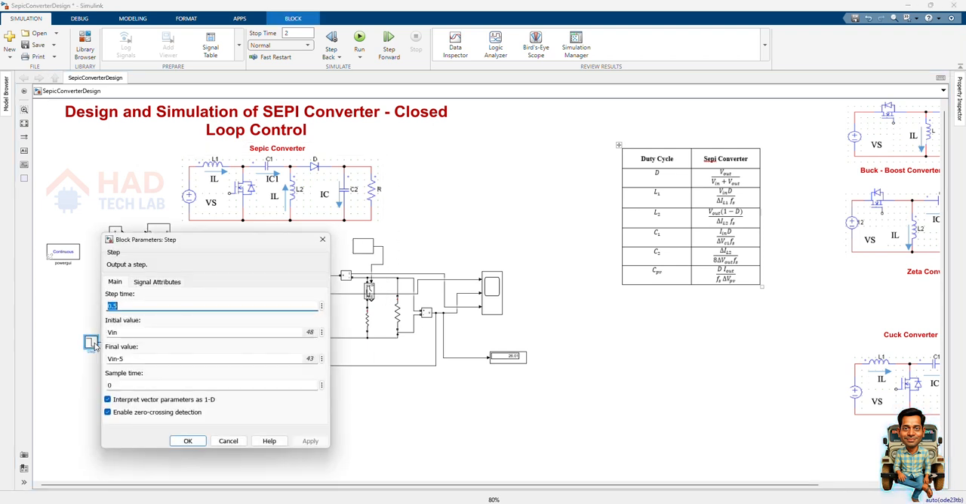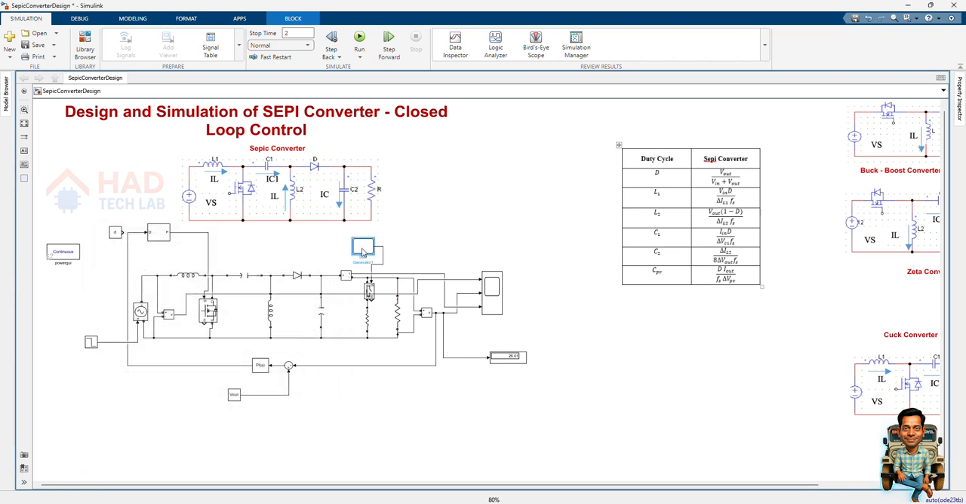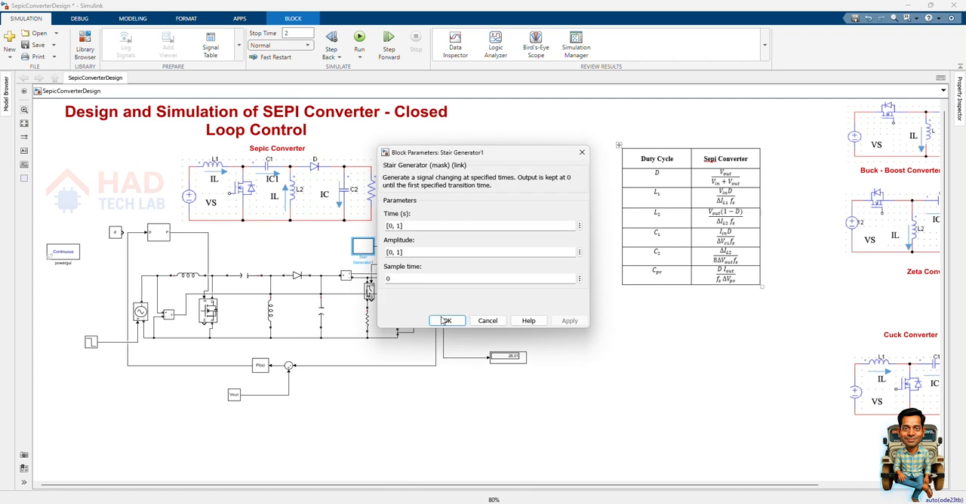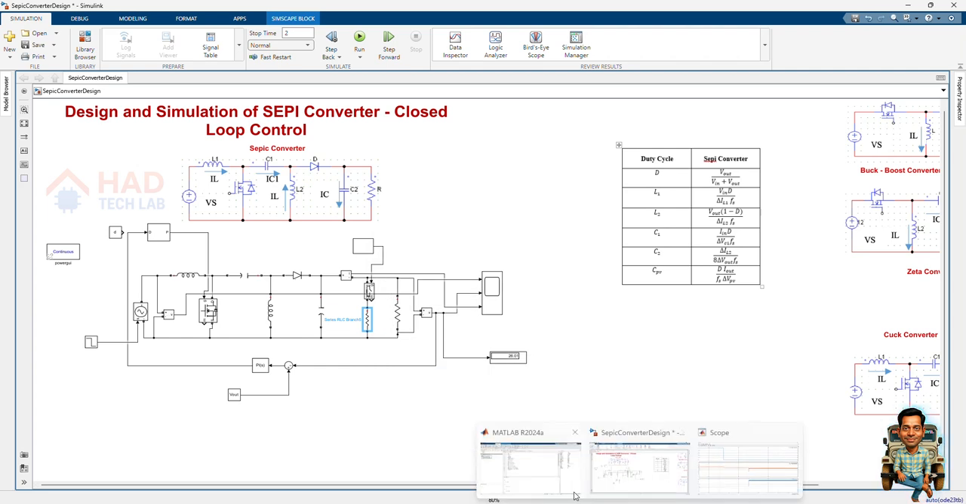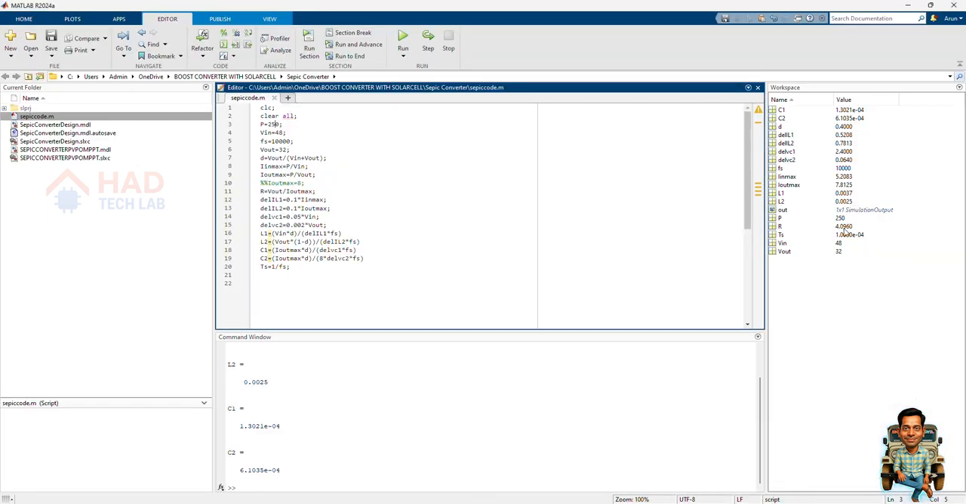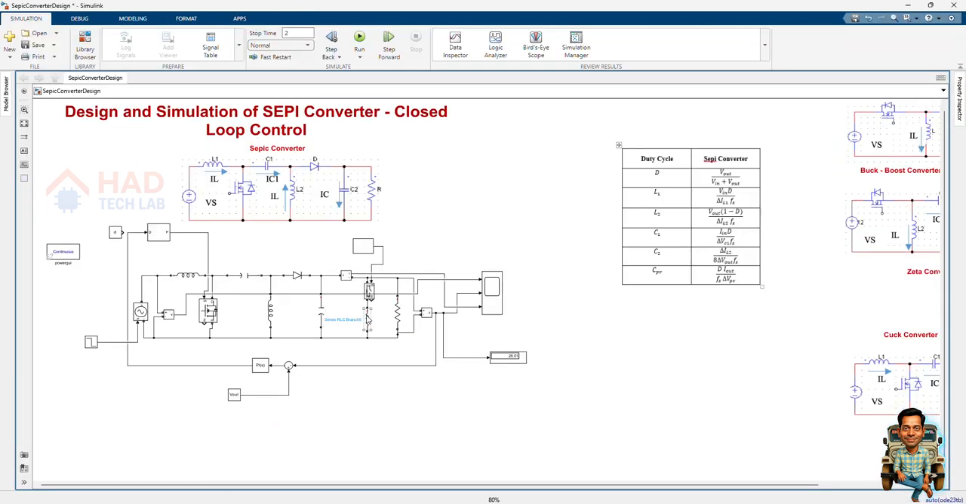You can see here that at 0.5 second we introduce the error, that is, when we reduce the input voltage by 5 volts, we get 43 volts. And at exactly 1 second we added another load resistor, which is 1.5 ohm. You can see the actual resistance value R is equal to 4.09, with more resistance R in parallel with the actual load resistance. Let me simulate.